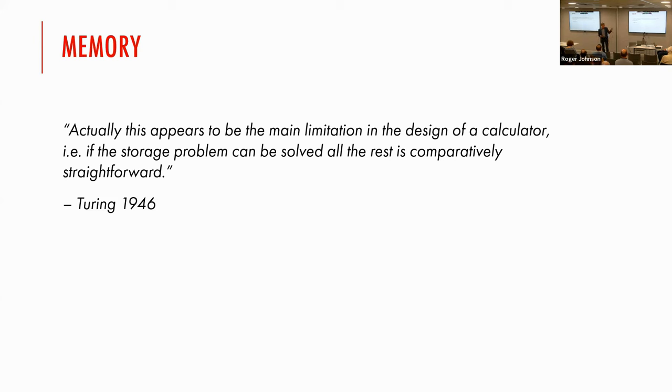Memory was the starting point of Turing's design considerations as well, and it was the key problem at the time. How do you store data quickly, especially if what you want is a von Neumann type architecture where you need relatively large amounts of storage because your program should be in the memory and your data, and it all should be accessible fast if you want a fast computer?